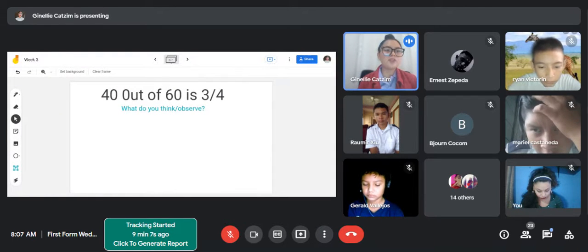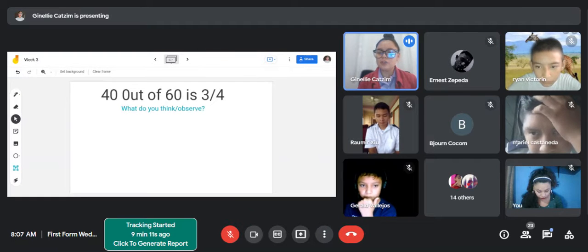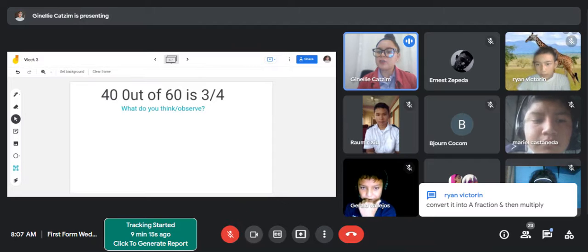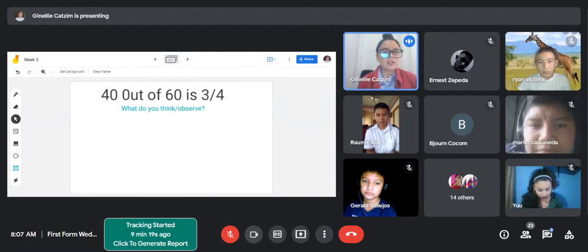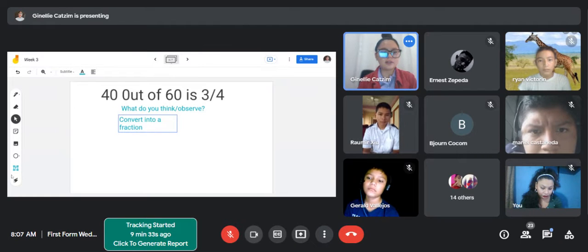What do you observe? That you need to divide, miss. Natalie says simplify, convert it into a fraction and then multiply. Okay, let me write that. Convert into a fraction. Some of you are saying multiply.